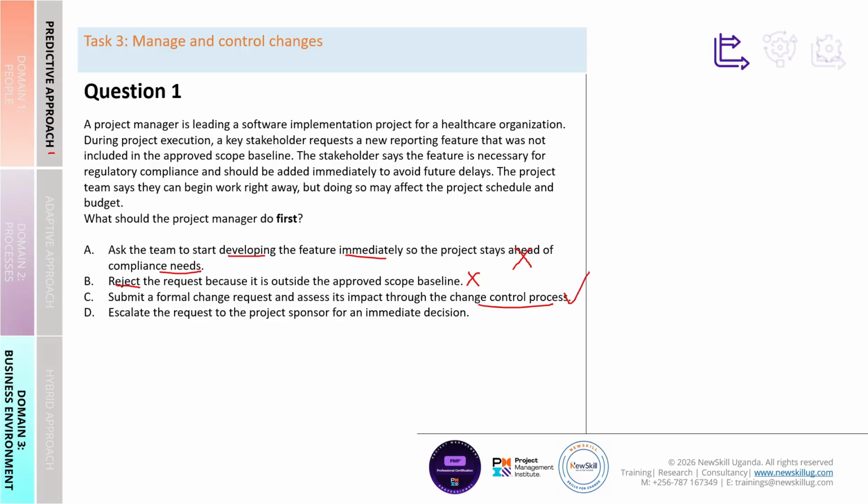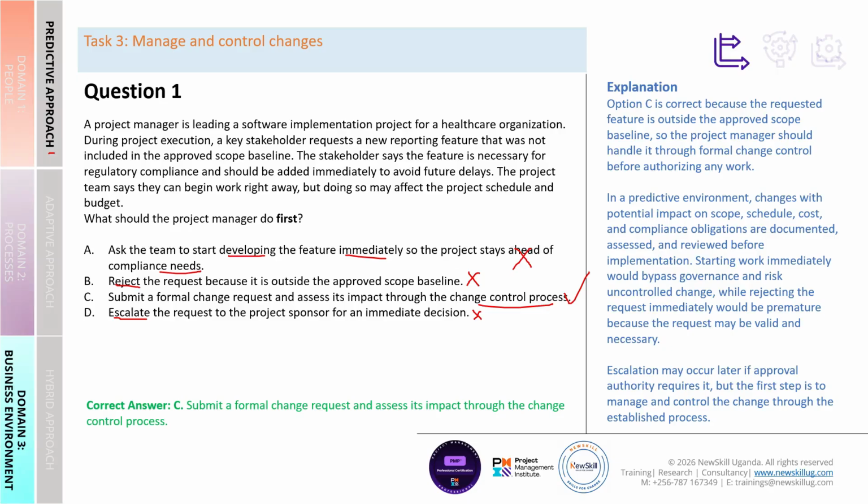Option D, escalate the request to the project sponsor for an immediate decision. Yes, in as much as escalation is important, this is something that comes after you as a project manager first analyze the impact of these changes to the objectives of the project. So yes, the correct answer is C, submit a formal change request and assess its impact through the change control process.